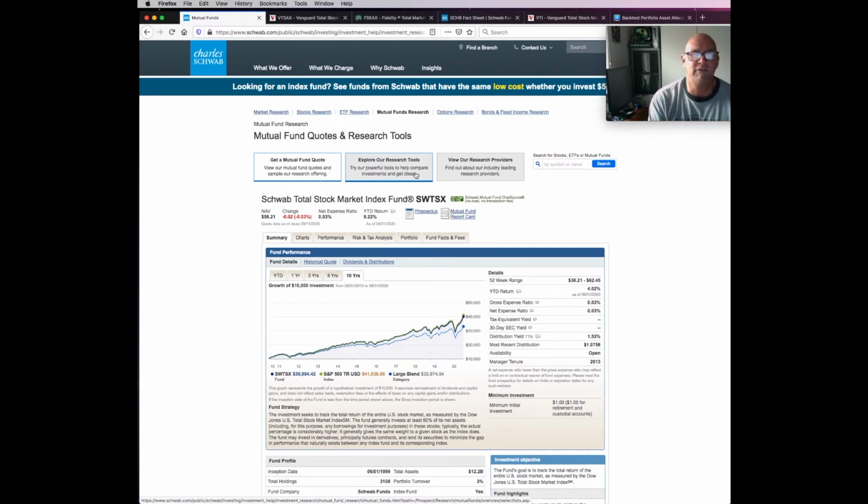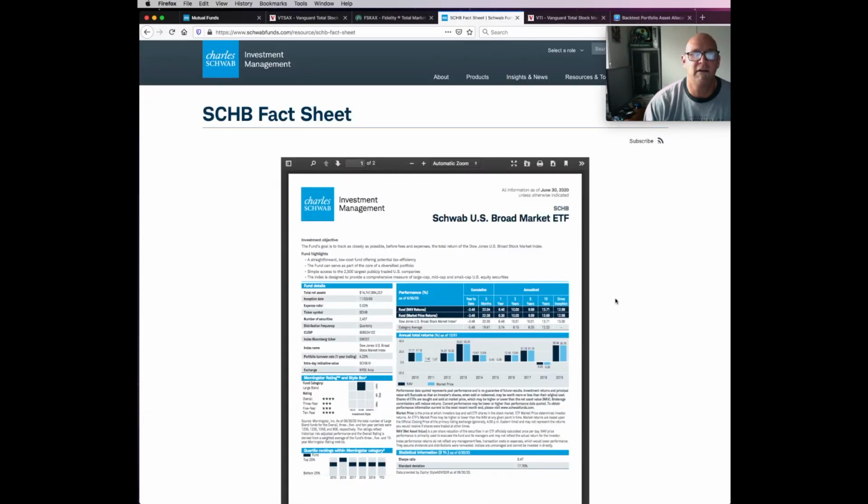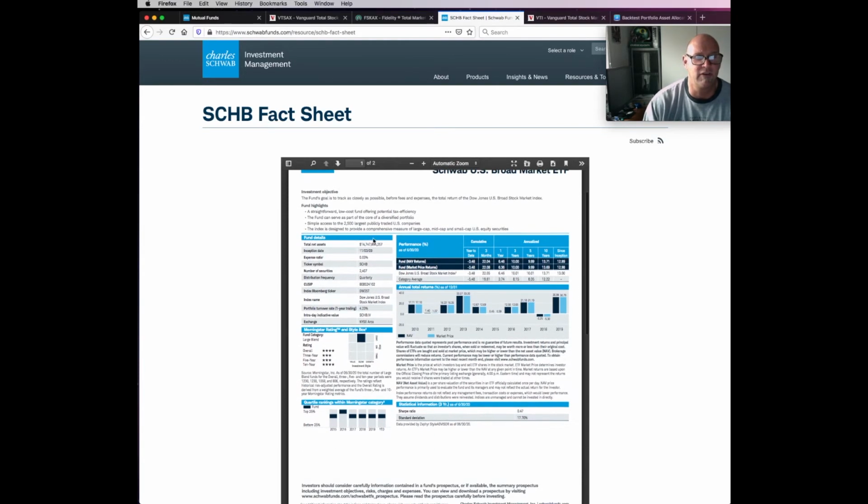But what if you want to use ETFs? Well, Schwab has one of those for you as well. In this case, SCHB is the ticker, and that is the same fund, you guys. That's the Schwab U.S. Broad Market ETF. It's the exact same fund as SWTSX, just in ETF form. And you can see this one has a nice low expense ratio of 0.03%. Same exact holdings, same exact fund.